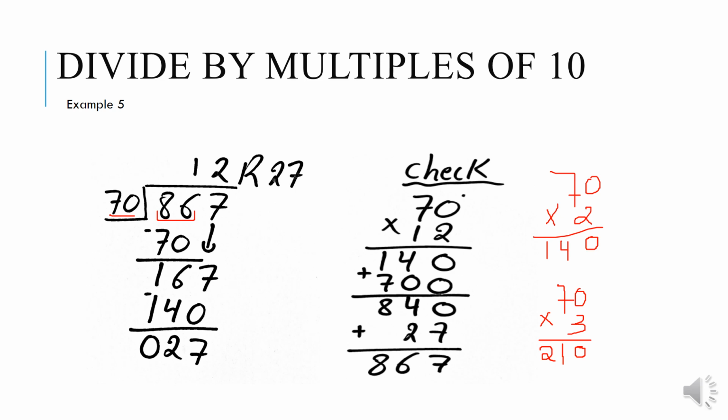70 times 12. 2 times 0 is 0, 2 times 7 is 14. So now I have to multiply 70 by this one, but this one is in the tens position, so I have to start writing my answer from the tens. What do we put in the ones? We put a 0. 1 times 0 is 0, 1 times 7 is 7. Now let's add them. 0 plus 0 is 0, 4 plus 0 is 4, 1 plus 7 is 8. So we have 840. We add the remainder, which is 27. 840 plus 27 equals 867. This answer equals the dividend.